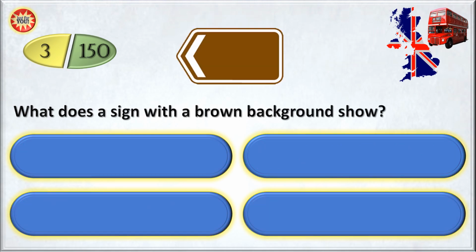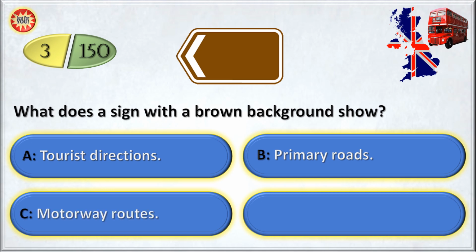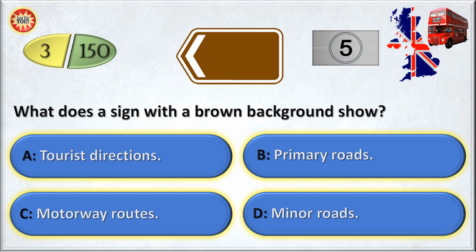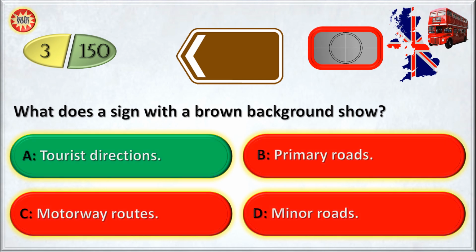What does a sign with a brown background show? Tourist directions. Primary roads. Motorway routes. Minor roads.